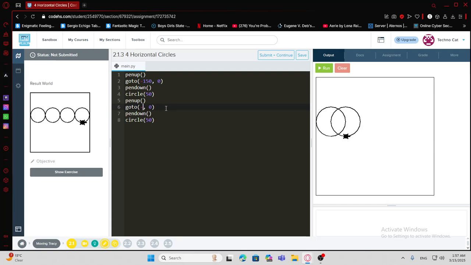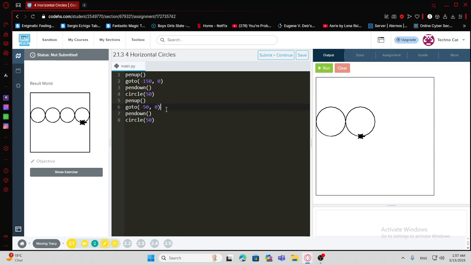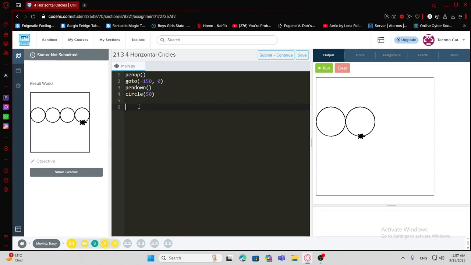That's not even negative 100. What about negative 50? Okay, there you go. Okay, it's by 50s. That makes sense. That's my bad. Oh no, that's not by 50s. That's by 100s. Anyways. Oof. And I can't control my keyboard.